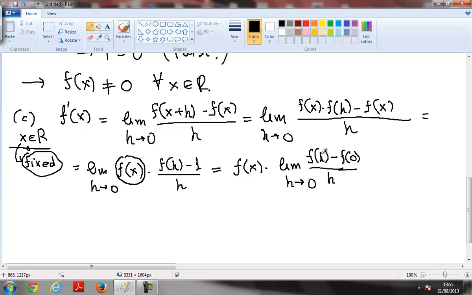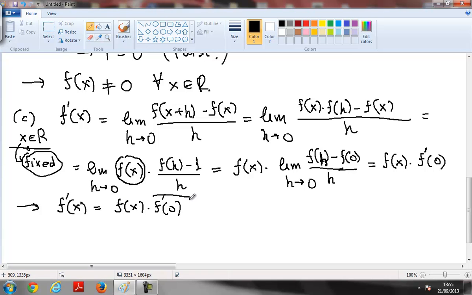Now if you take that expression here, easily you understand that this is the derivative at 0, because the derivative at 0 is the limit of f of h minus f of 0 over h, when you substitute 0 here. So this is f of x times the derivative of f at 0. Yeah, but I have just proved that the derivative of f at the point x equals f of x times the derivative of f at 0.